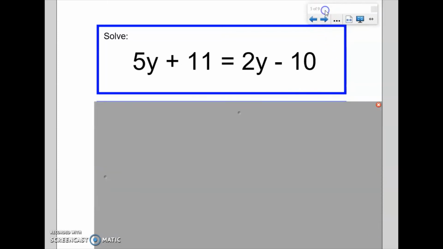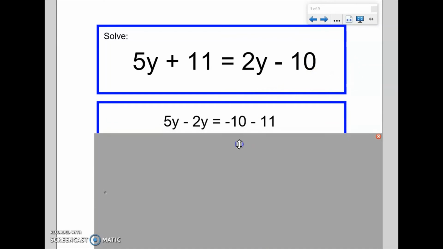Okay, last example before I give you a couple of tasks. 5y plus 11 equals 2y minus 10. I'm going to take this 2y, I'm going to subtract 2y from this side, at the same time subtracting 2y from this side. This positive 11 is going to move on to this side, so I'm taking 11 away from this side, at the same time subtracting 11 away from this side.